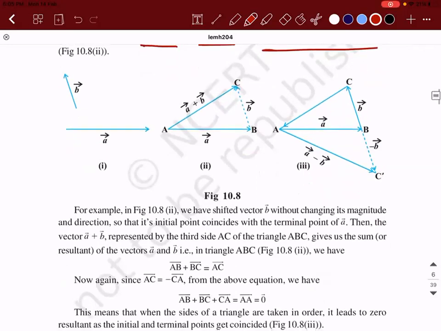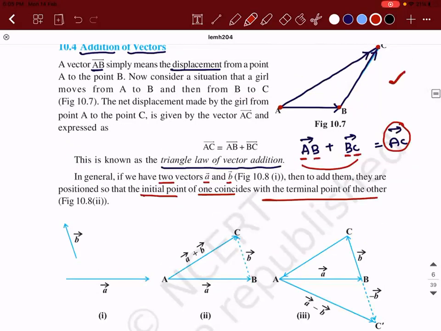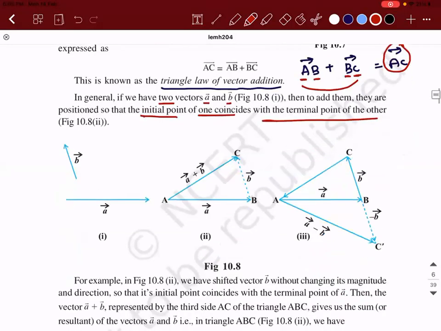Are you guys able to understand what I told here? I'll try to make it simple. I'll not explain everything from the textbook. This is clear, right? Okay.